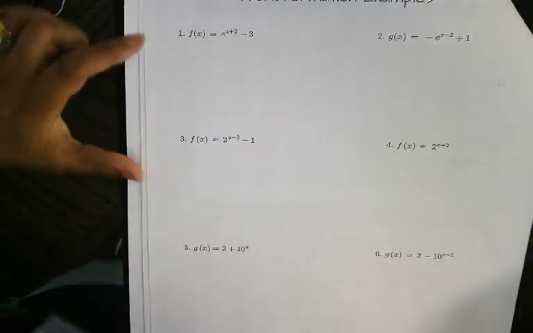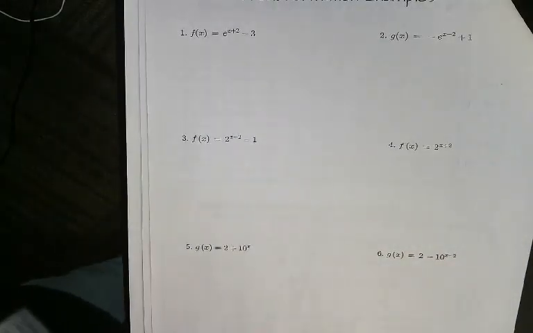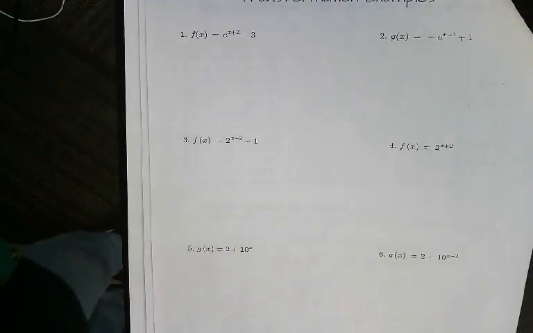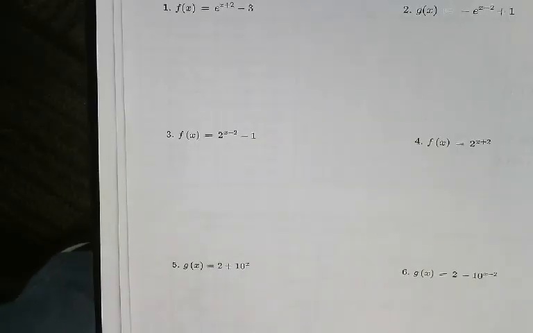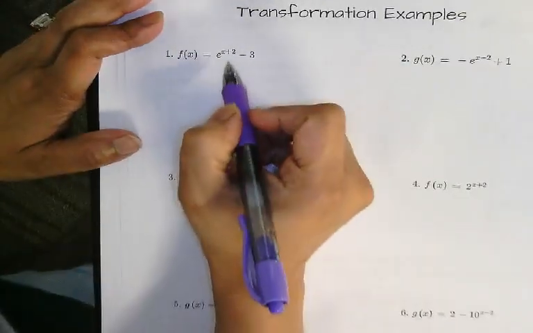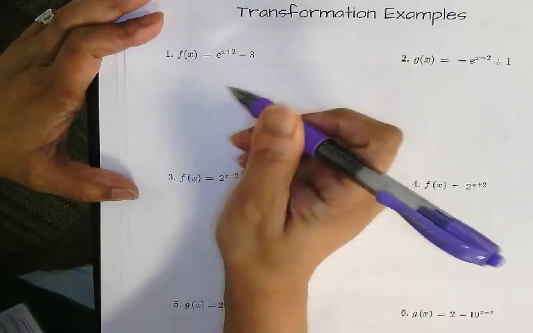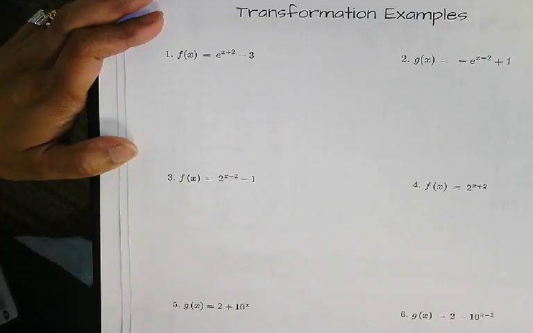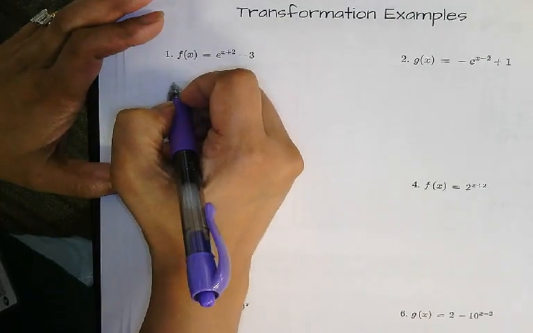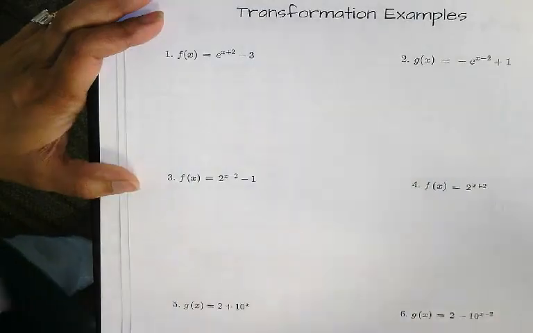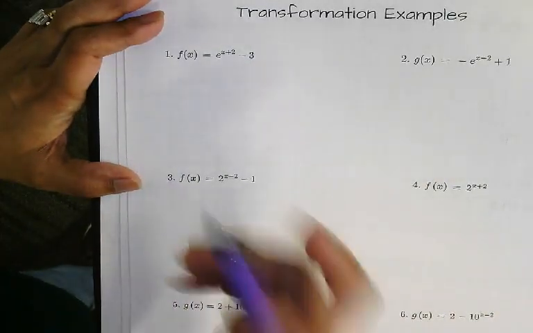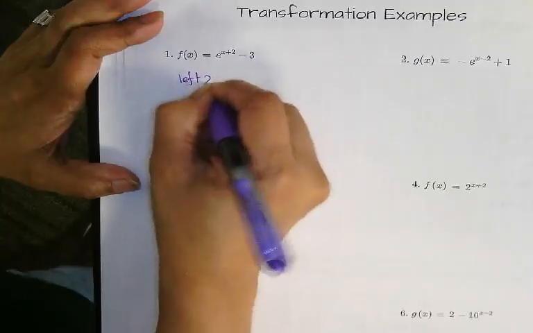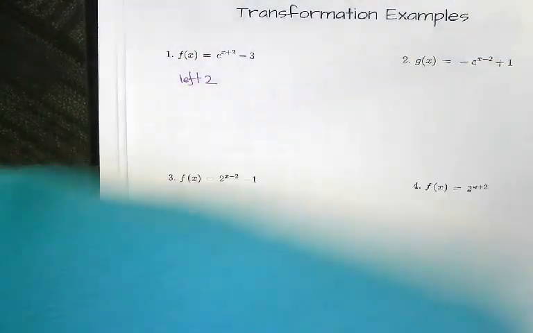Let's look at the transformation here. Look at number 1. Over here, e to the power x plus 2 minus 3. What will be the transformation? How many transformations do we have over here? 2. So what can be the transformation? Left 2. Anything else? Down 3.